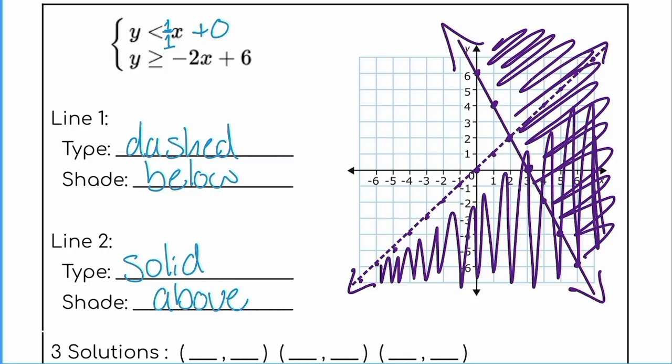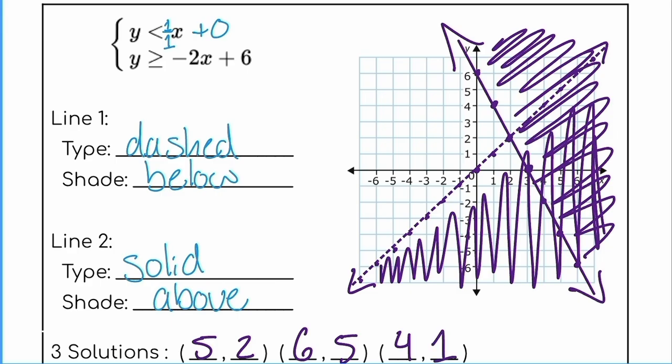5, 2. So we're going to go to the right 5 and up 2. That looks like a solution in the double shaded area to me. Max? 6, 5. We're going to go to the right 6 and up 5. That looks like a solution in the double shaded area to me. 4, 1. We're going to go to the right 4 and up 1. And that looks like a solution in the double shaded area to me.